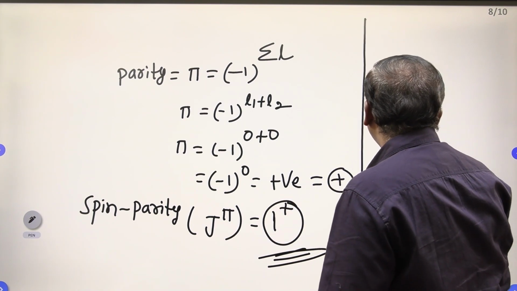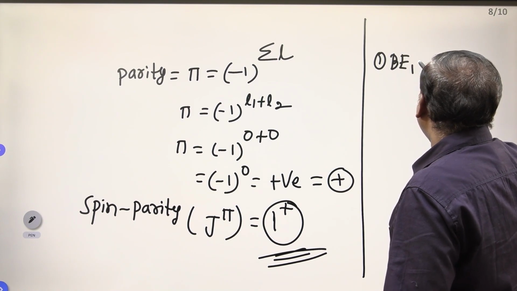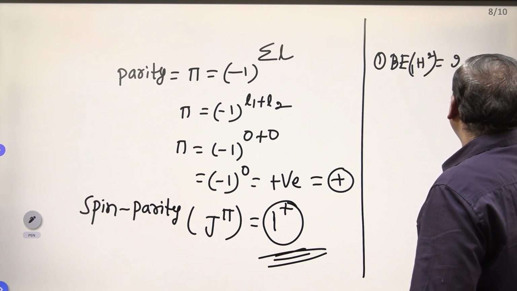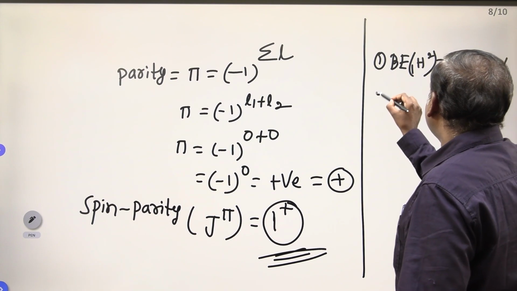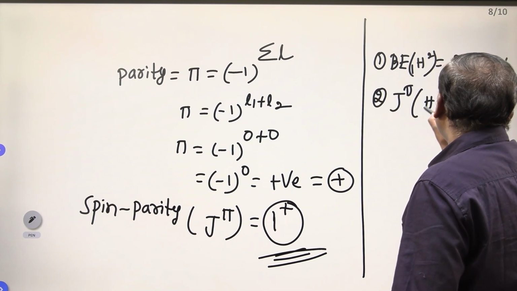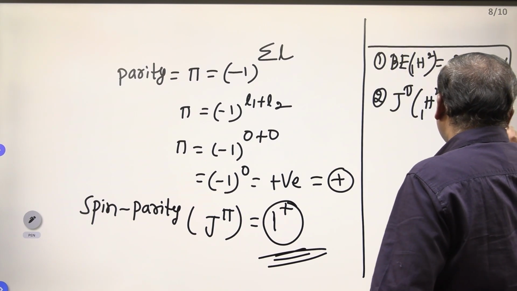Two things we discussed. The binding energy of the deuteron. How much are we getting? 2.23 mega electron volt. The spin and parity of the deuteron is equal to 1 plus.